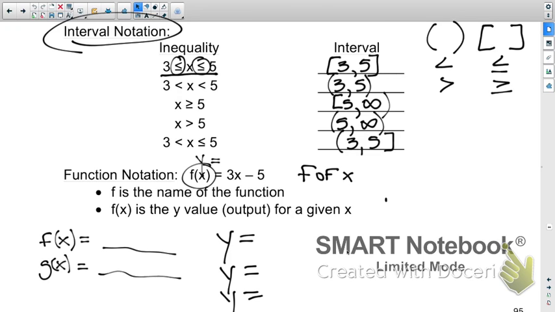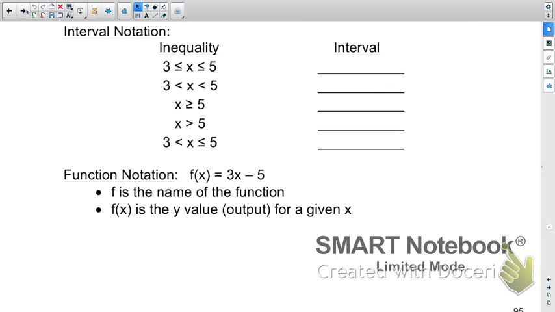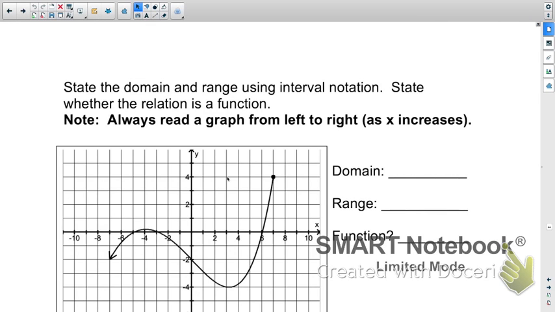All right, on the back. Let's take a moment to practice domain and range.